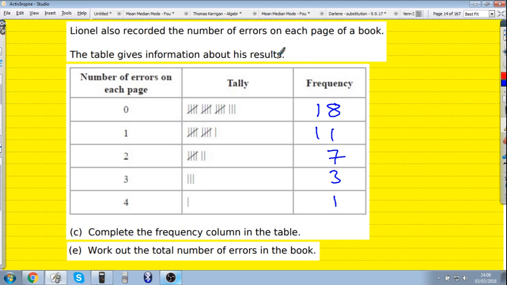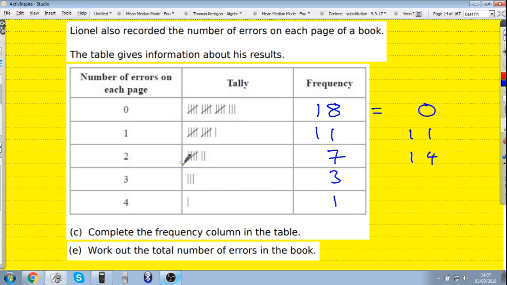Okay. So this is the number of errors on each page of a book. Work out the total number of errors in the book. Is it 13? So the way this works is, this first one, 18 pages had 0 errors. Right. So how many errors is that? 0. 11 pages had 1 error. So how many errors is that? 11.